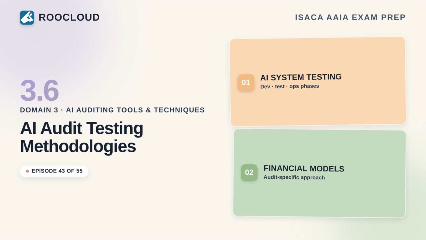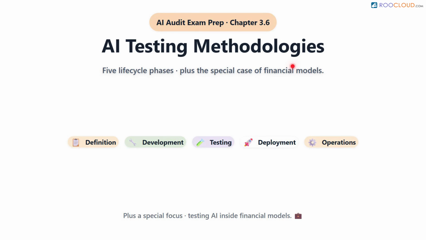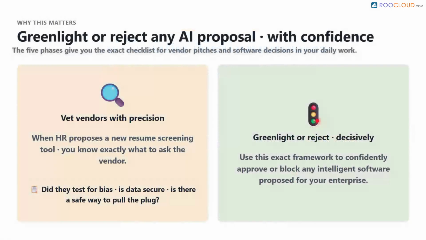Hello and welcome. Today we are exploring the structured methodologies used to test artificial intelligence systems during an audit. We will break down the entire lifecycle into 5 core phases, which include definition, development, testing, deployment, and operations, followed by a special look at financial models.